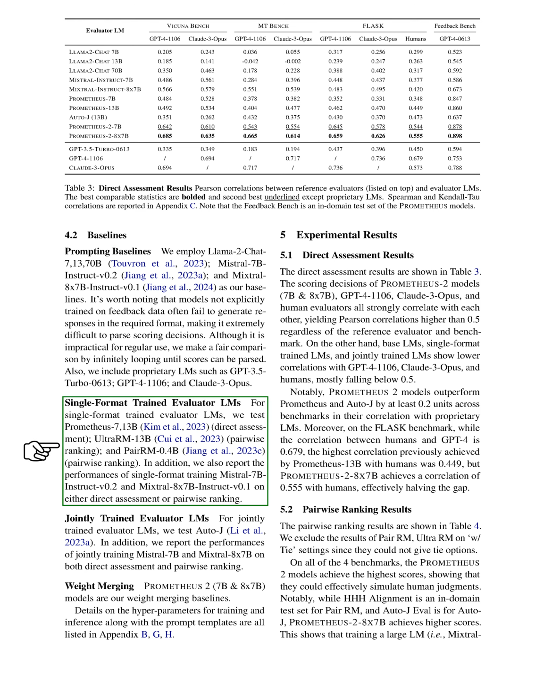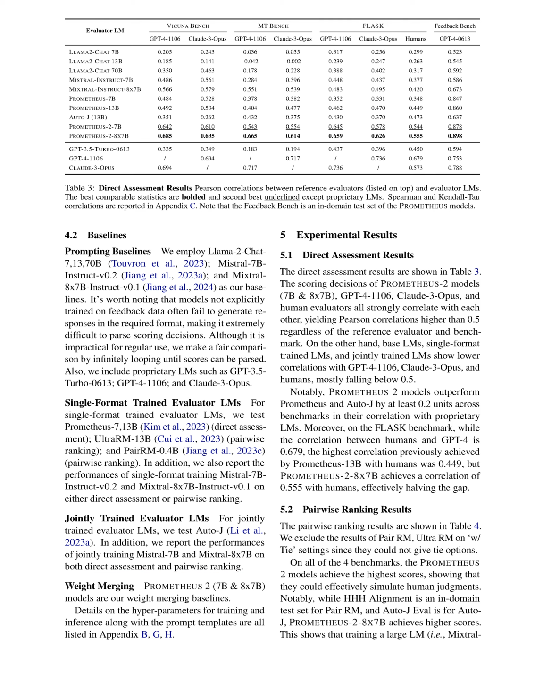For single-format trained evaluator LMs, we test models like Prometheus 7B, 13B for direct assessment and UltraRM 13B for pairwise ranking. We also evaluate Mistral 7B Instruct v0.2 and Mixtral 8x7B Instruct v0.1 on either direct assessment or pairwise ranking. In the case of jointly trained evaluator LMs, we assess the performance of Auto-J. Additionally, we look at Mistral 7B and Mixtral 8x7B when jointly trained for both direct assessment and pairwise ranking.